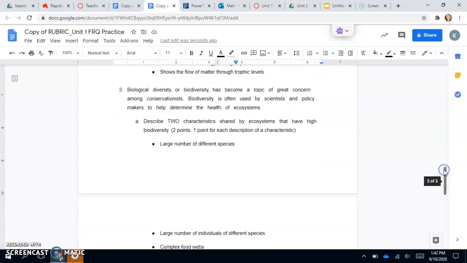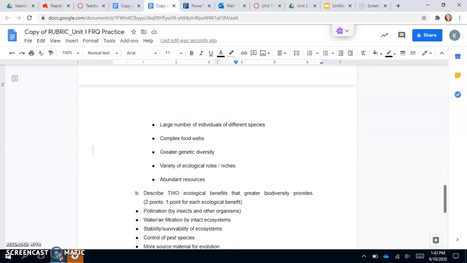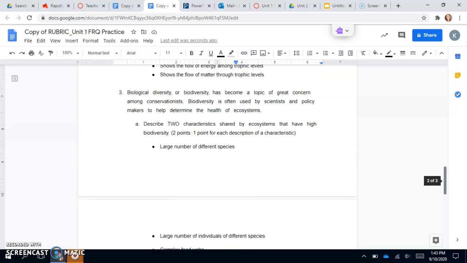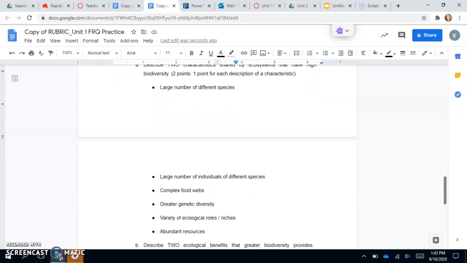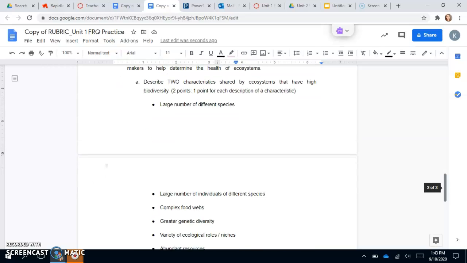4 left. 3 says biological diversity, or biodiversity, has become a topic of great concern among conservationists. Biodiversity is often used by scientists and policymakers to help determine the health of ecosystems. Describe 2 characteristics shared by ecosystems that have high biodiversity. You get 2 points, 1 point for each description. You can describe a large number of different species, large numbers of individuals of different species, complex food webs, greater genetic diversity, variety of ecological roles and niches, or abundant resources. Those are all possibilities.